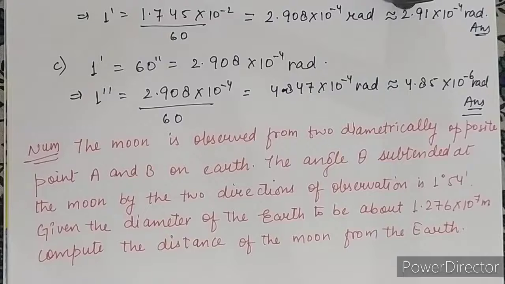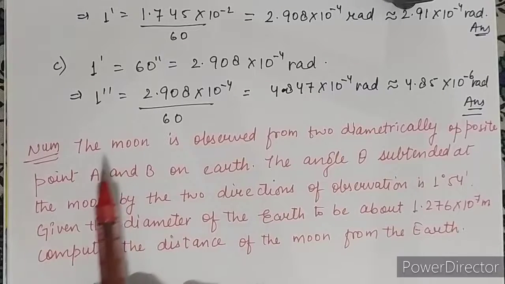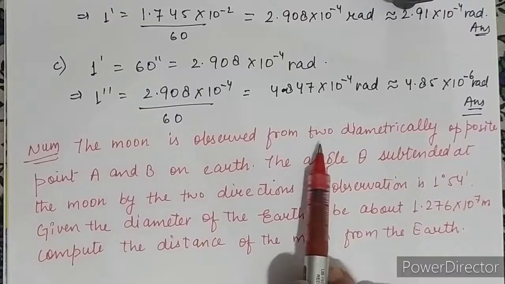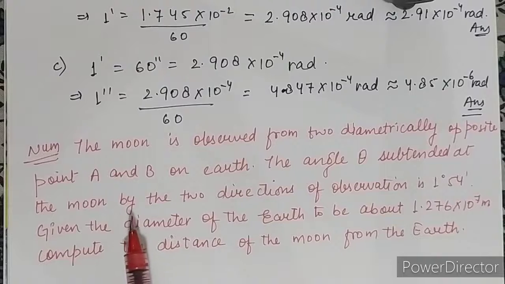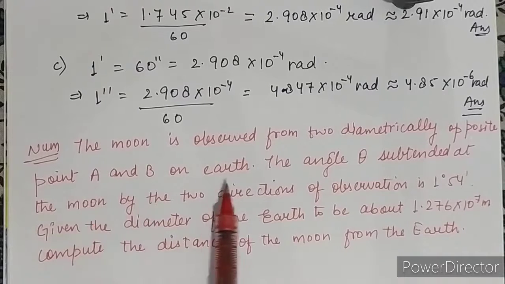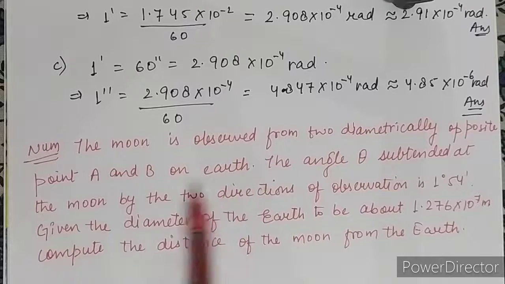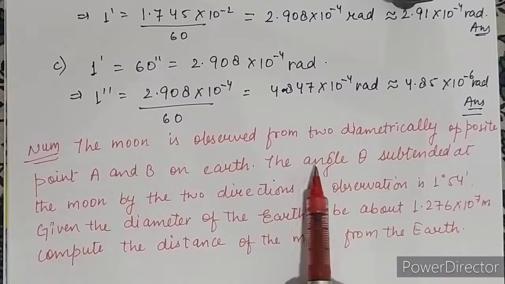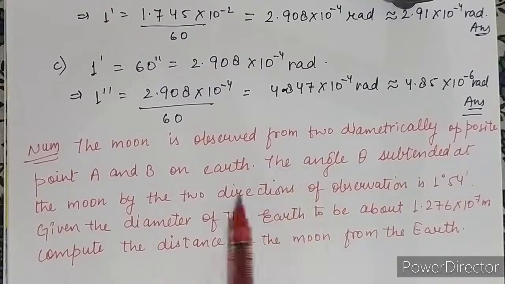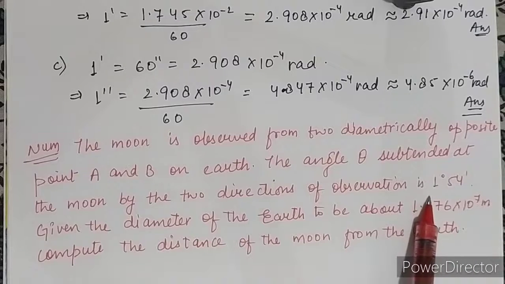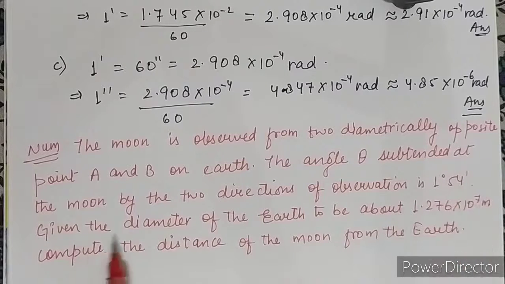Okay. So what is given in the question, beta? We are observing the moon from the earth. The moon has been observed from two diametrically opposite points, as we discussed in our previous video on the parallax method, from points A and B on the earth. The angle subtended by these two directions is theta, and the observation is 1 degree and 54 minutes. The diameter of the earth is 1.276 into 10 to the power 7 meter. We have to compute the distance of the moon from the earth.